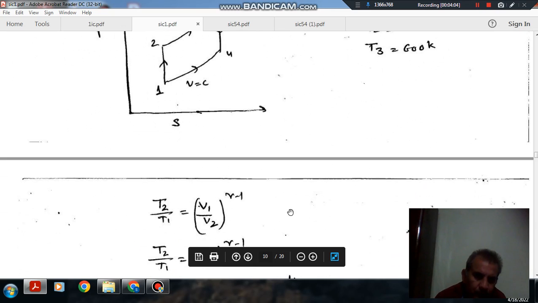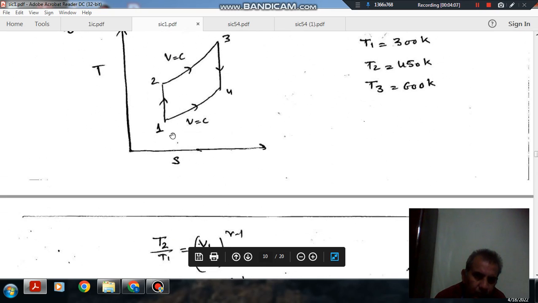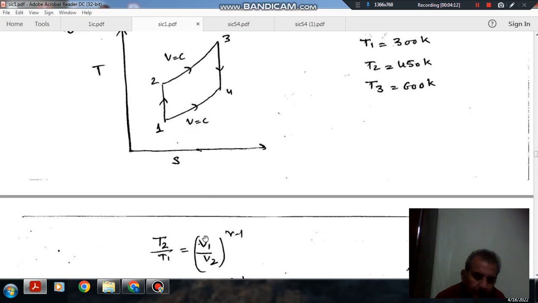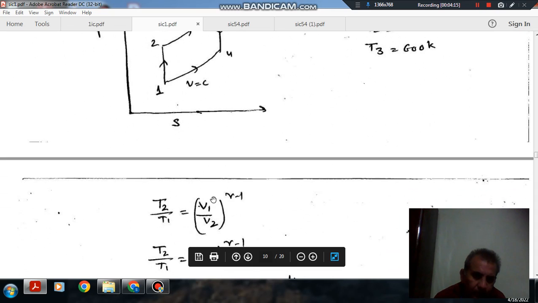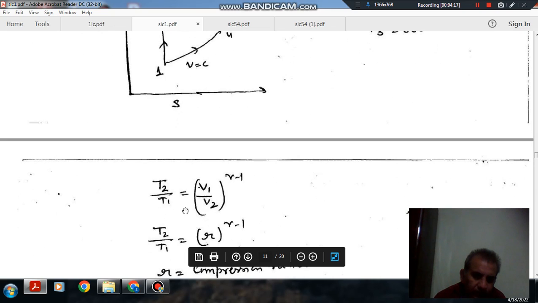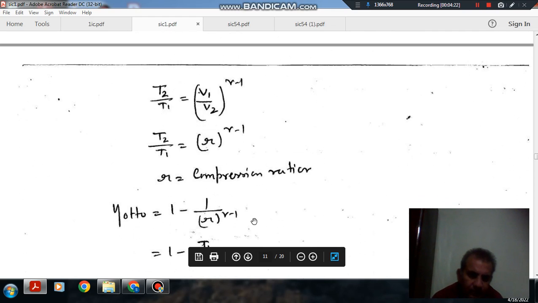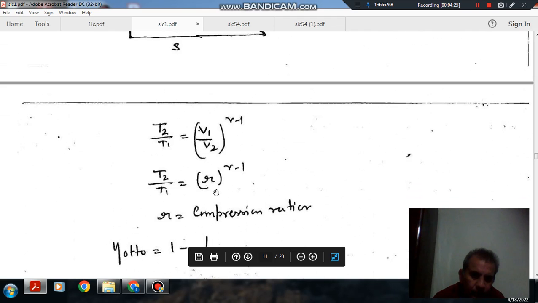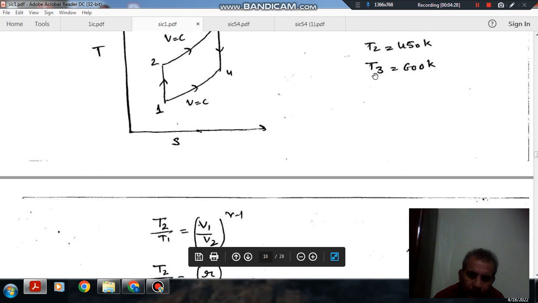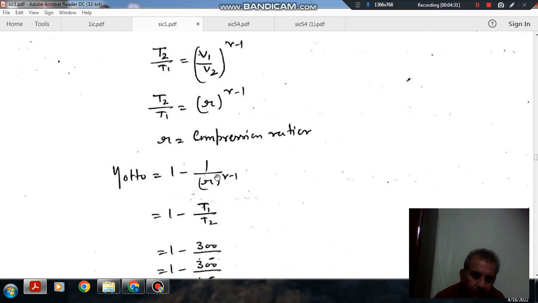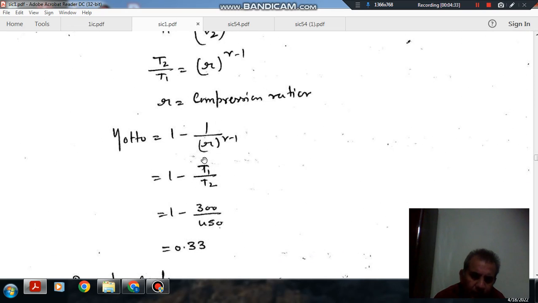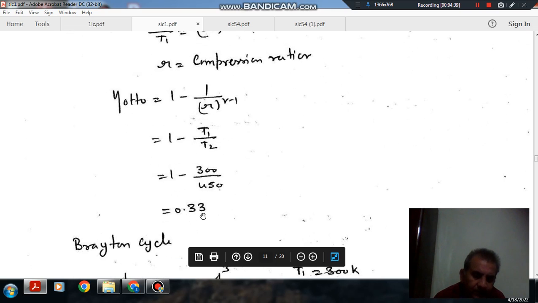From T1 to T2, it is an isentropic compression in the Otto cycle, so we can find out the compression ratio. T2 by T1 is equal to r to the power gamma minus 1, where r is the compression ratio. Now we have T2 and T1, so we can find r to the power gamma minus 1, which is T2 by T1. So the efficiency of the Otto cycle is 0.33.